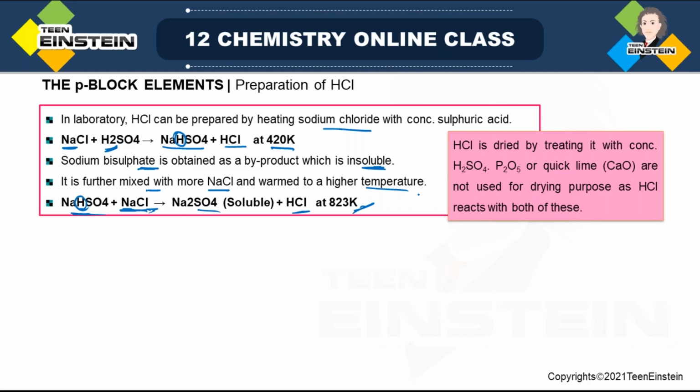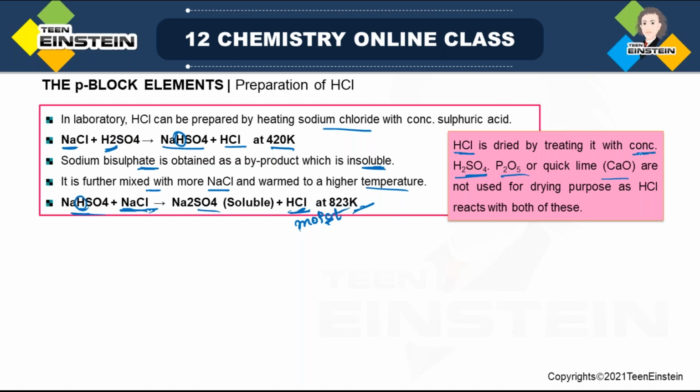Now finally the HCl that you have obtained, you have to make it dry because it may be in moist condition. That is, some moisture will be present. So if you are trying to dry this HCl gas, what can you use? You can use concentrated H2SO4 because concentrated H2SO4 has a dehydrating property. It can attract water. You can also use P2O5, or you can use quicklime, that is calcium oxide.